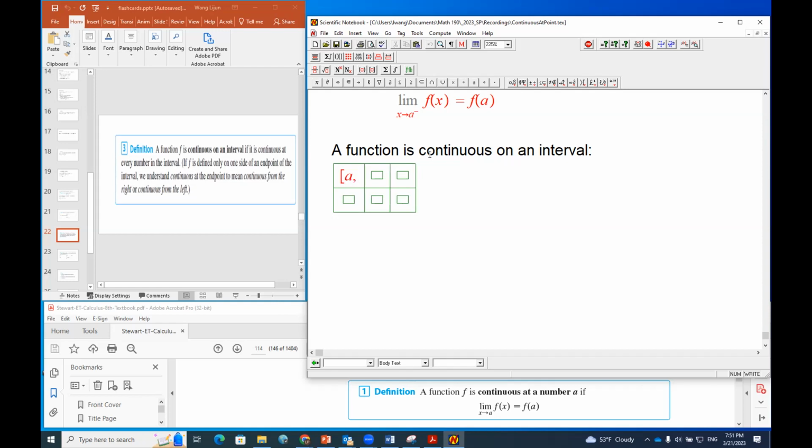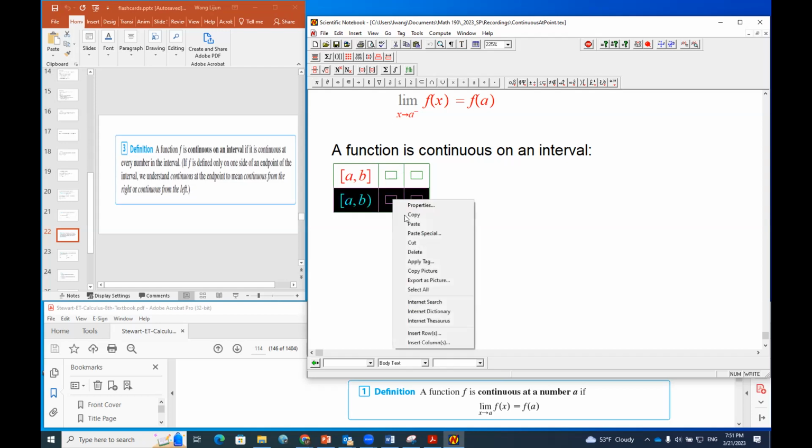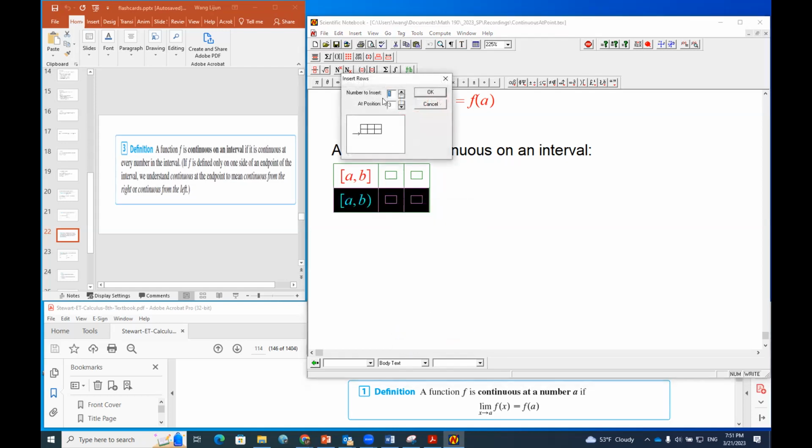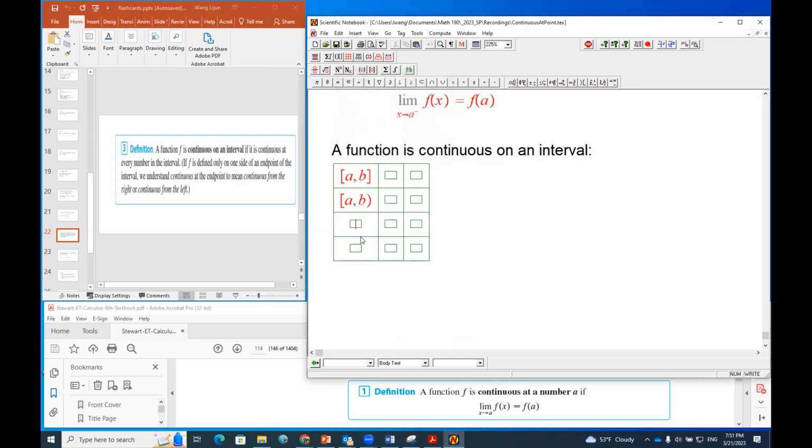(a, b) closed. Okay, (a, b) open. Thirdly, these are two rows, (a, b) closed and (a, b) open. This is called a closed interval. What does that mean, if we say a function is continuous on an interval?